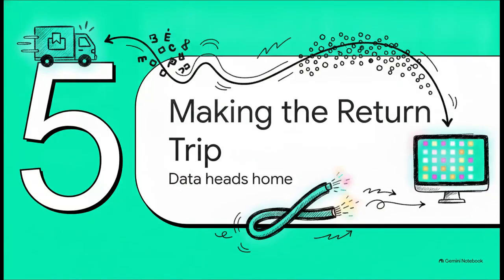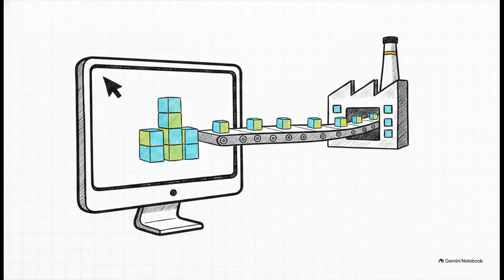Which leads us to part 5, making the return trip. The data heads home. Okay, so the answer has been manufactured, one token at a time. But now it has to move all the way back to you. So it swaps delivery trucks once more. It goes from a catalog number to a word piece, back to electrons, to flashes of light, and finally back to glowing pixels on your device.